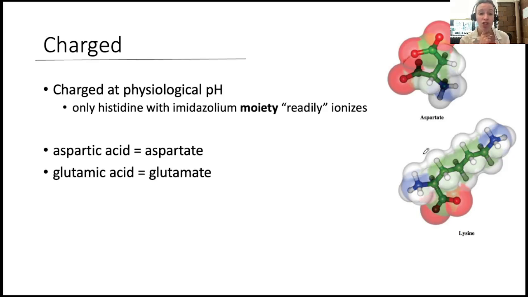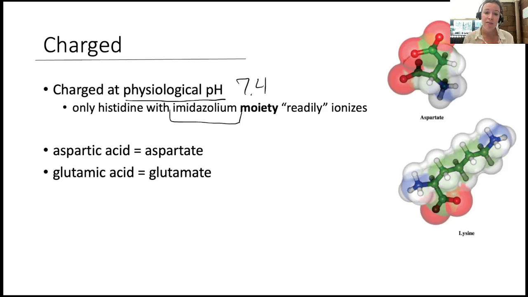Finally, we have our charged amino acids. And I want you to pay attention, folks, because they're called charged because they are charged at physiological pH 7.4. Histidine has a pKa closest to physiological pH. So what we'll learn later on in this class is that histidine readily ionizes. What I mean by that is it's really good at both losing its proton and gaining a proton. And the histidine functional group is also sometimes called imidazolium. Don't worry about that too much.